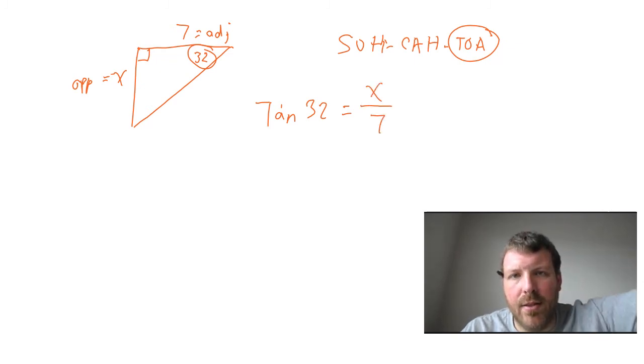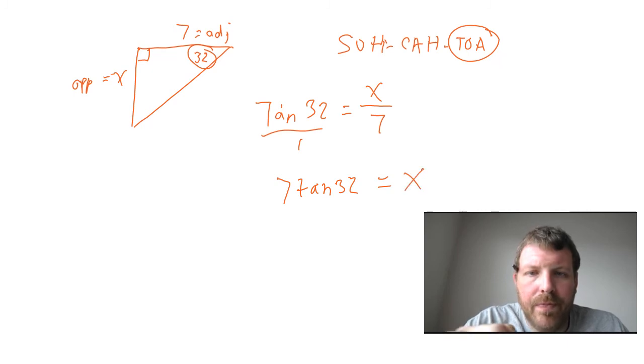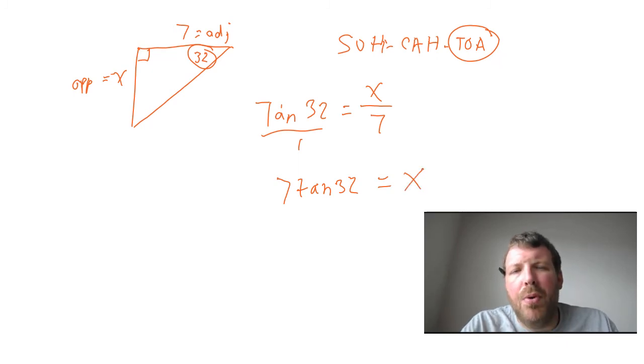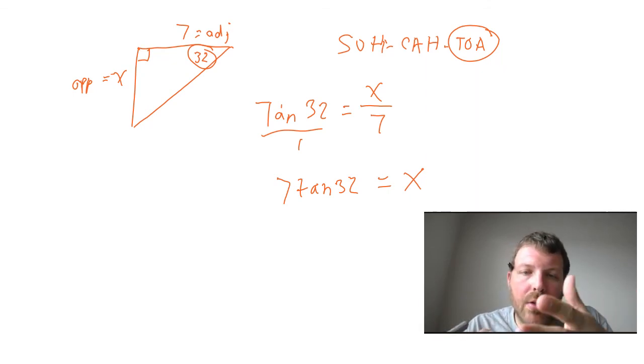This time x is in the top, and that's okay. We're still going to cross multiply. So I'm going to have that over a 1. So it's going to be 7 times the tangent of 32 equal to x times 1. We don't put 7 on the other side because it can get confusing. It could look like the tangent of 327, and we don't want that. We want the tangent of 32 times 7. So I like to put it out front.